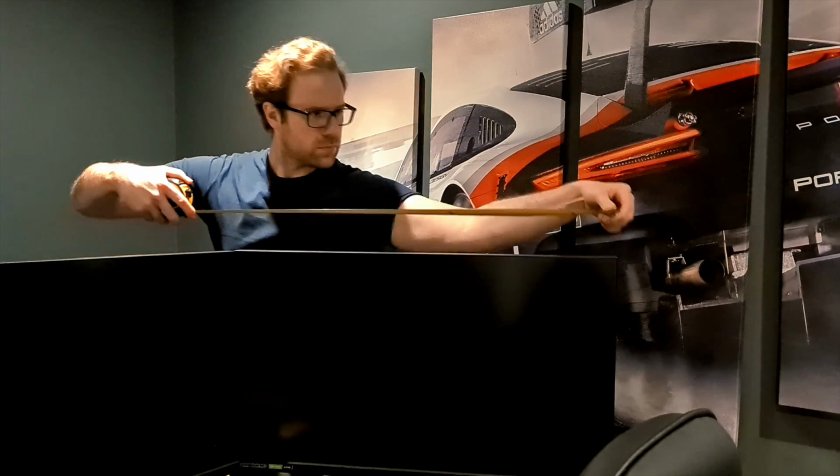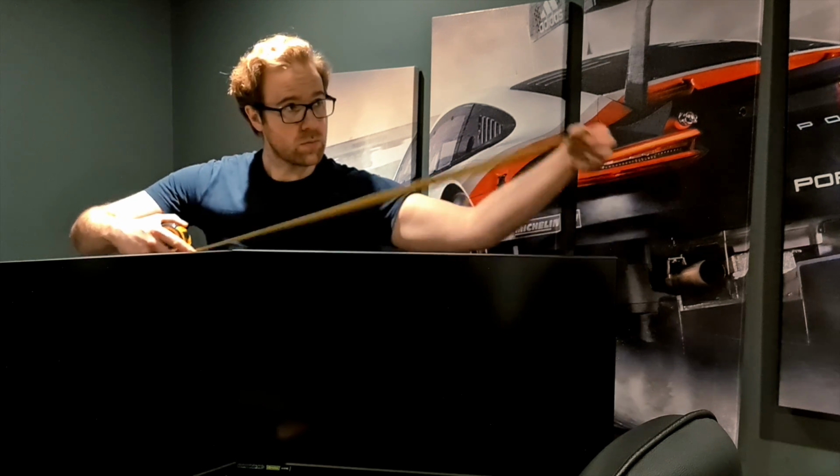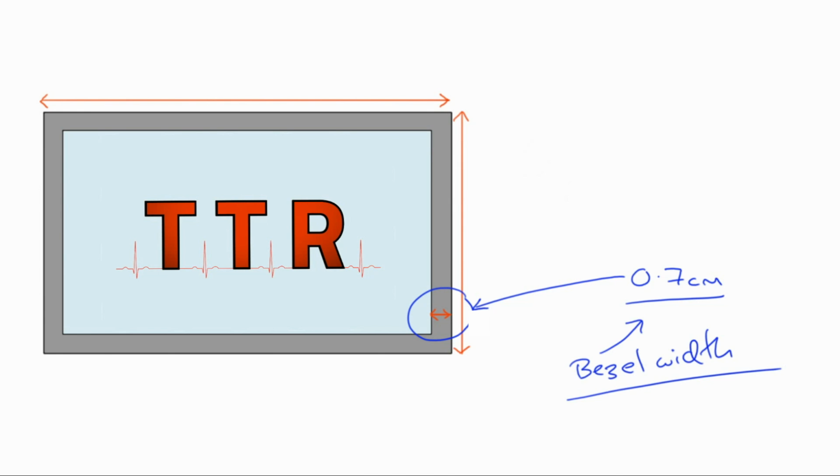How to measure your monitors. Measuring up is relatively easy, and we need to take two further measurements. Firstly, we need to measure the monitor's total width. Finally, you want to measure your bezel's width. This is the distance from the outermost portion of the monitor to the start of the image on your monitor. Here, mine measured 0.7 centimeters.